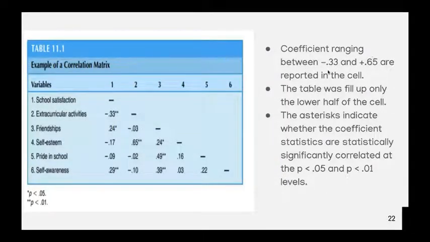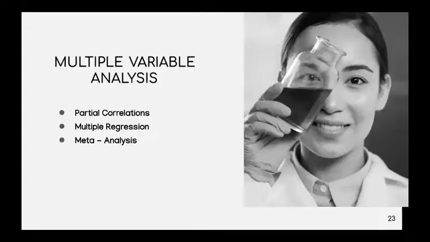As you can see here, coefficients ranging between negative 0.33 and positive 0.65 are reported in the cells here. So negative 0.33 and 0.65. The table was filled up only in the lower half of the cells. The asterisk indicates whether the coefficients are statistically significantly correlated at the p 0.05 or p 0.01 levels.